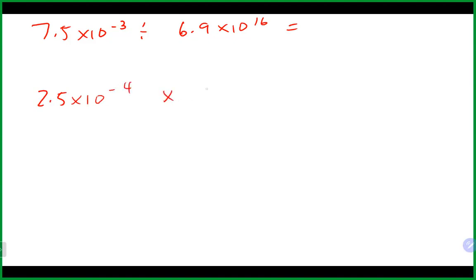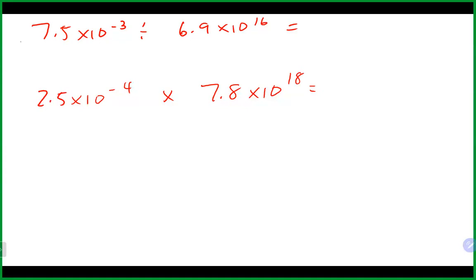So let's do 7.5 times 10 to the minus 3 divided by 6.9 times 10 to the 16. And let's do 2.5 times 10 to the minus 4 times 7.8 times 10 to the 18. All right, see what you get. Make sure you use your exponent button. Again, you should not be using any multiplication button, and should not be using any shift or second and log button. None of those buttons.